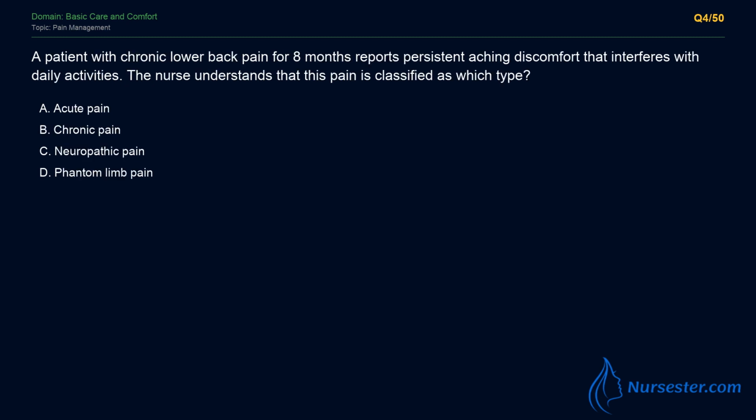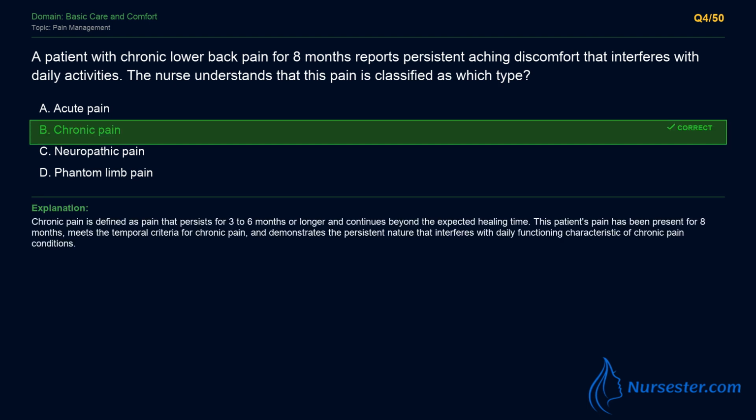Question 4. A patient with chronic lower back pain for 8 months reports persistent aching discomfort that interferes with daily activities. The nurse understands that this pain is classified as which type? Option A, acute pain. Option B, chronic pain. Option C, neuropathic pain. Option D, phantom limb pain. The correct answer is B.